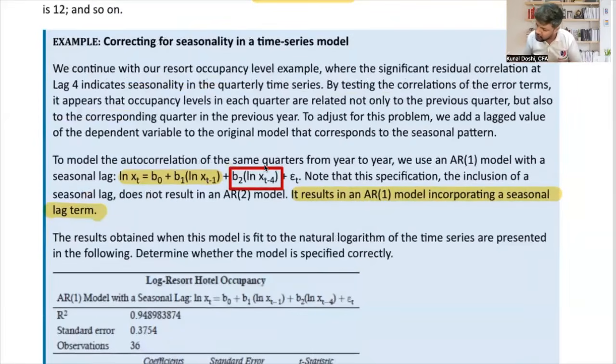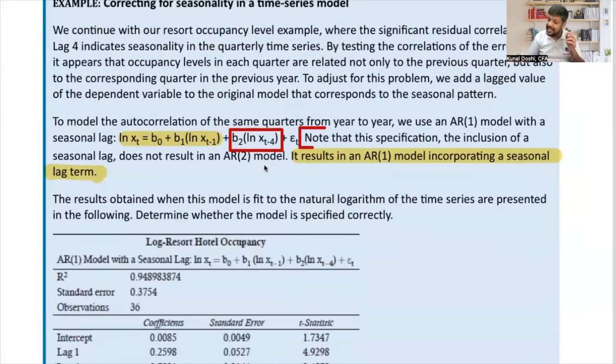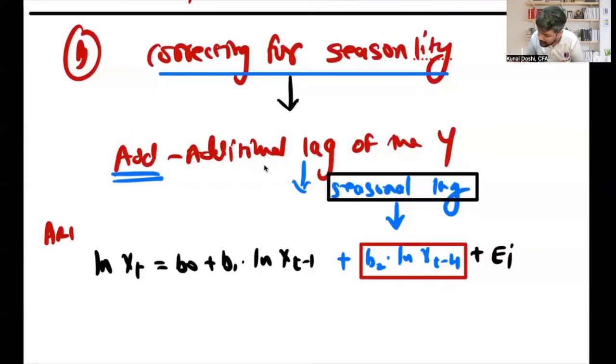Everyone, by testing the correlation, it appears that the occupancy, okay, that is fine. Now to adjust this, you see here. Note that this specification, the inclusion of a seasonal lag, does not mean that it has become an AR2 model. It's still an AR1 model only. So by adding a seasonal lag, the model is still AR1. It does not become AR2.